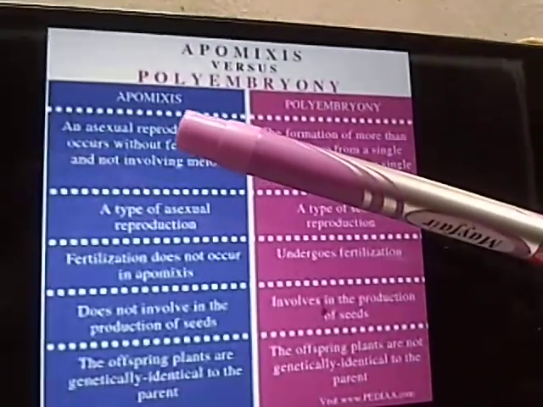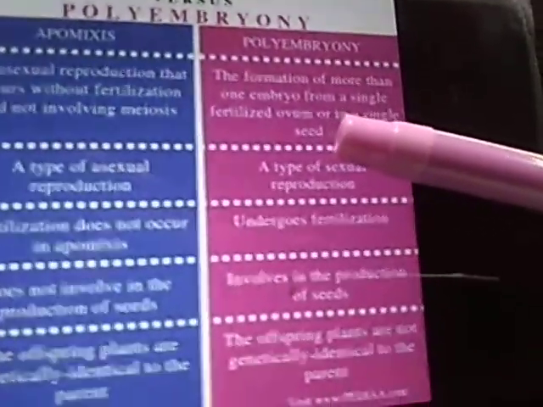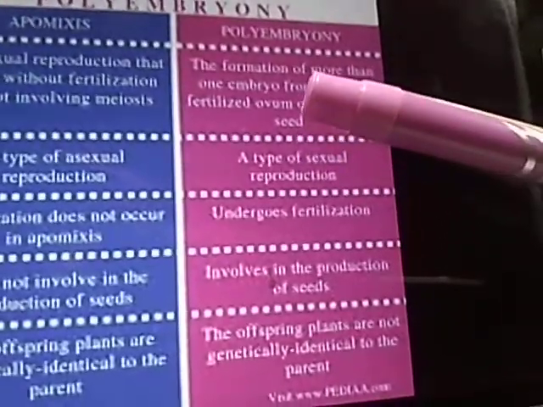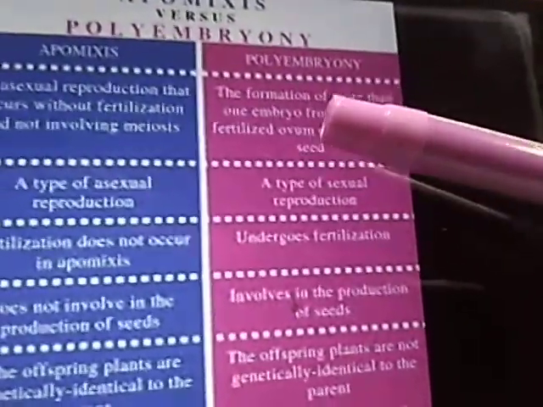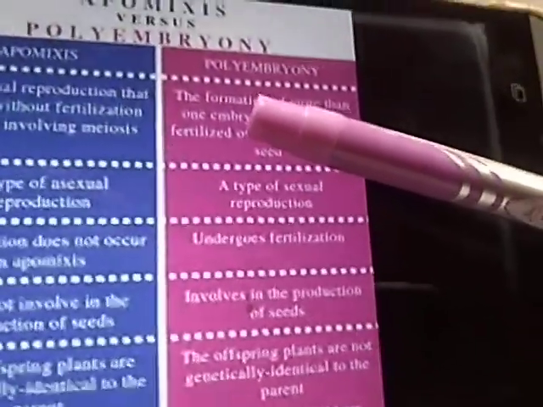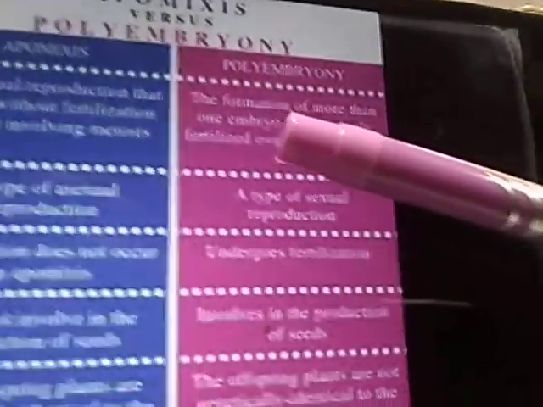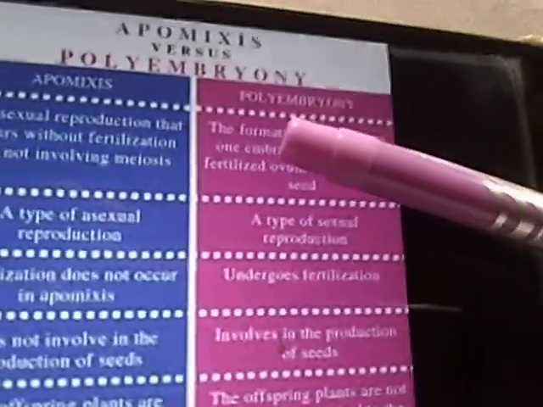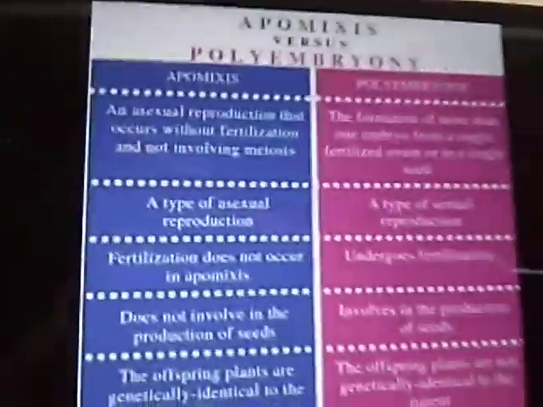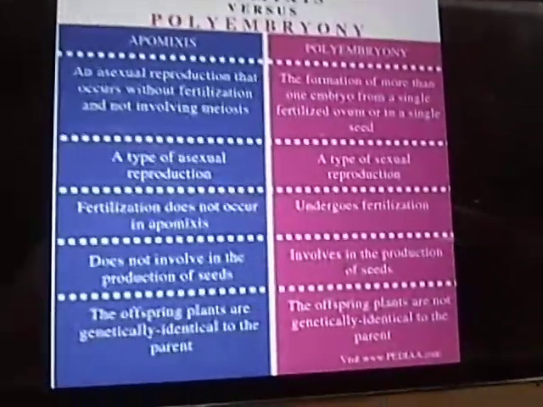Development of seed without fertilization is apomixis, and formation of more than one embryo in an embryo sac or ovule is called polyembryony. Sometimes nucellus cells protrude inside the embryo sac, and all the nucellus cells form embryos. So many embryos are found in the polyembryonic condition. But seed development without fertilization is apomixis. Okay, so polyembryony and apomixis.